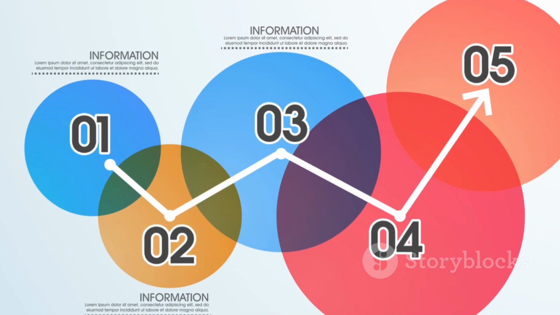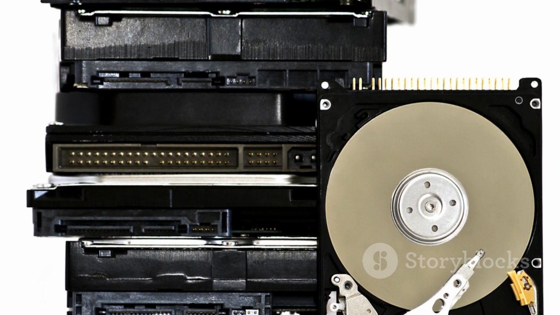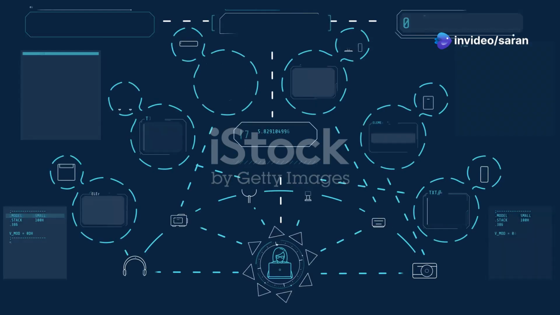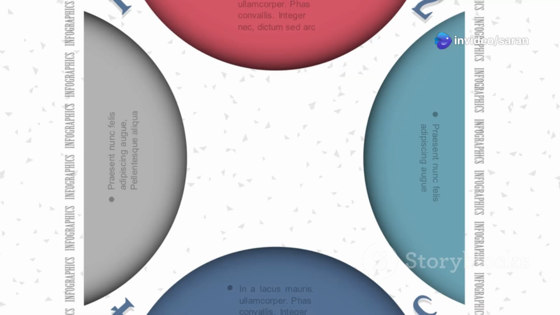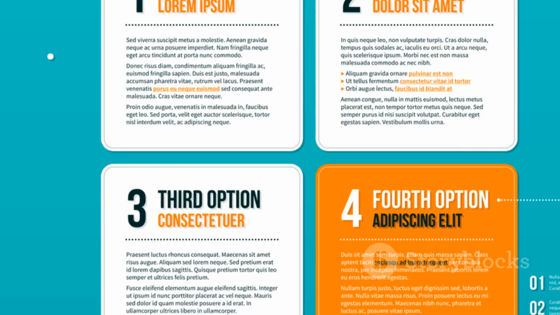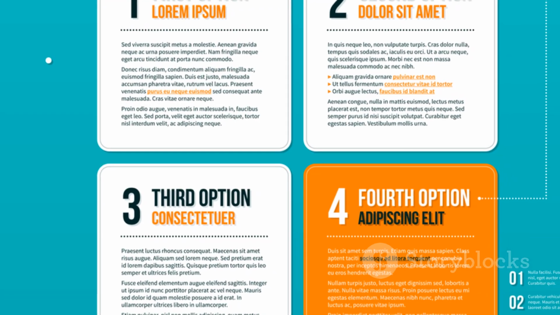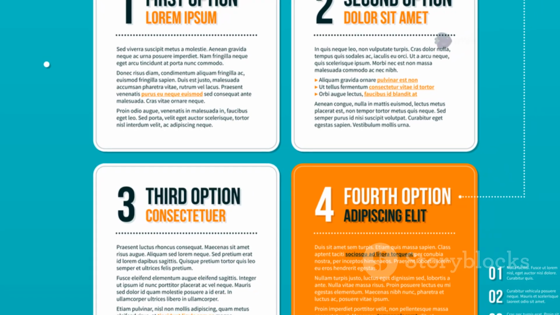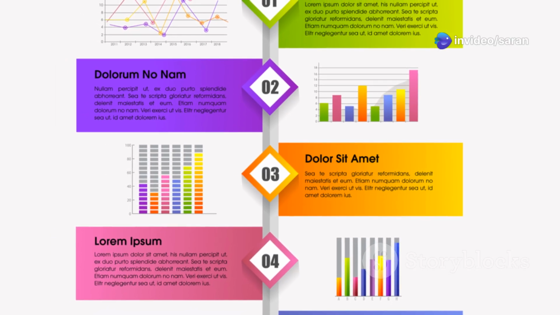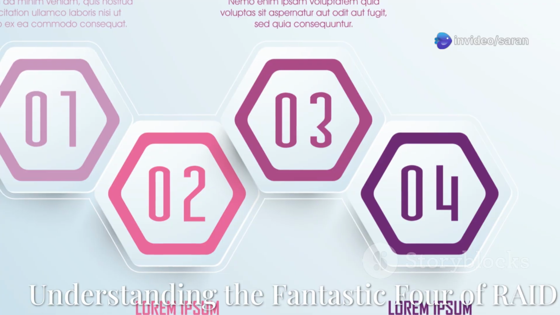Now that you know the basics, let's talk RAID levels. These levels determine how your data is organized across your drives. We'll be covering the most common levels: RAID 0, RAID 1, RAID 5, RAID 6, RAID 10, RAID 50, and RAID 60. Each level has its own strengths and weaknesses, so it's important to choose the right one for your needs. Don't worry, we'll break down each level in detail so you can make an informed decision. Stay tuned.